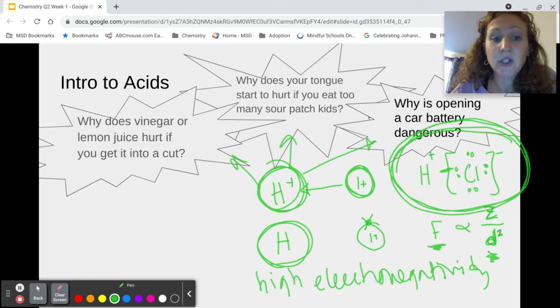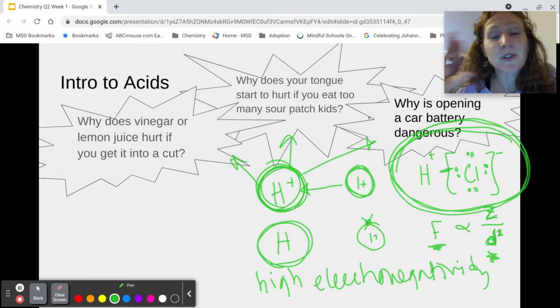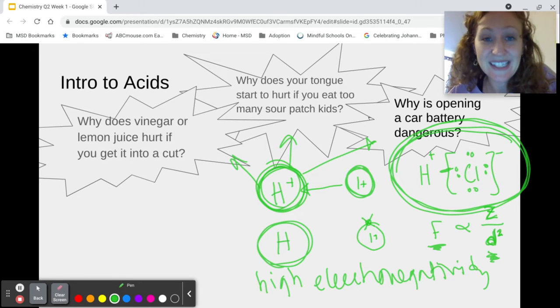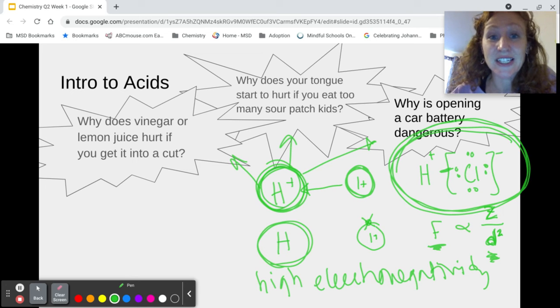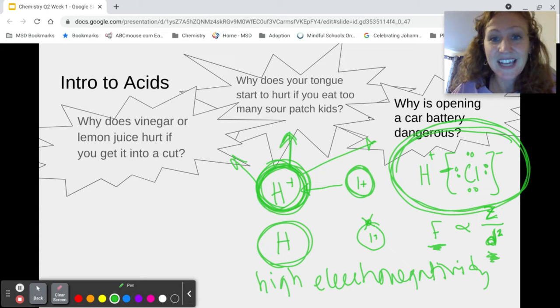Why does vinegar and lemon juice hurt when you get it into a cut? Because you're putting a proton, lone protons floating around by themselves, into your skin cells. They're going to go seeking electrons, and they're going to pull those electrons off of stuff like bacteria that's in your cut, which is great because it kills the bacteria, but also off of your skin cells. And that's why you feel the hurt. Why, after you eat too many Sour Patch Kids, does your tongue start to hurt? Well, because those hydrogen ions are attacking the electrons that are in the cells on your tongue. Your tongue cells are being attacked.